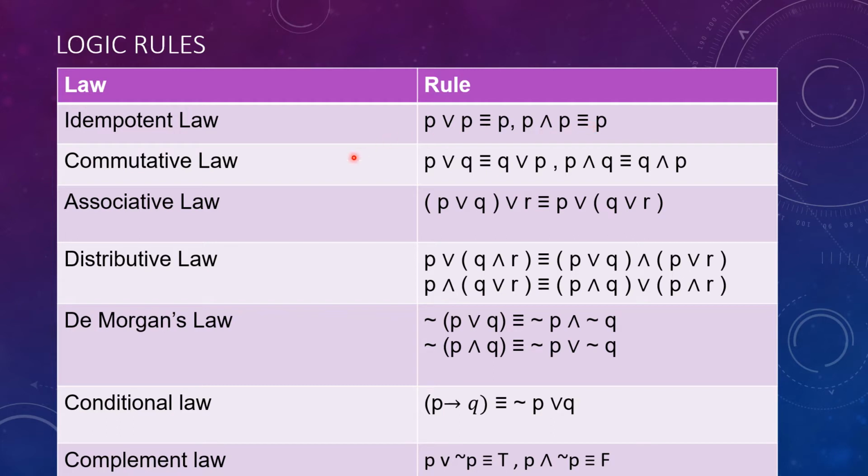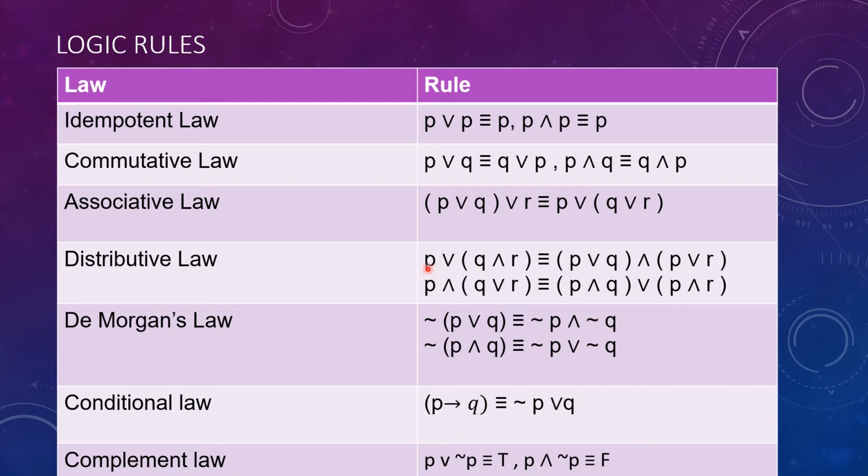Now the very important law which you will be using many times in your sums, that is distributive law. What does distributive law say? In mathematics we have studied A into B plus C becomes AB plus AC, that is, A gets multiplied. Similarly here it is P or Q and R. Outside there is OR, inside there is AND. So this P and OR gets multiplied inside.